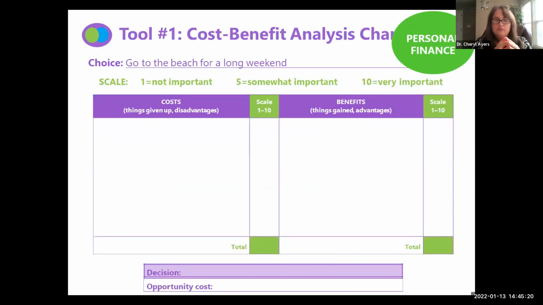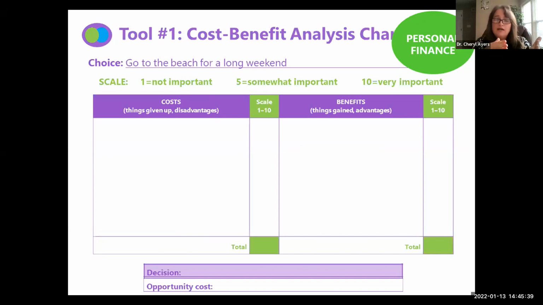So let's do a quick example. Let's use a personal finance example. We have a choice. We want to know, should we go to the beach for a long weekend or not? Assuming it's summertime. So the scale is 1 through 10. This is arbitrary. It can be 1 through a million. It can be 1, 2, or 3. It's whatever you want it to be.